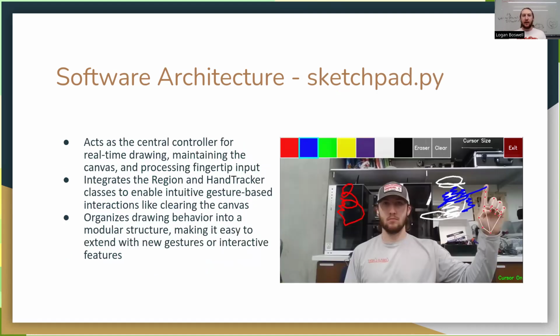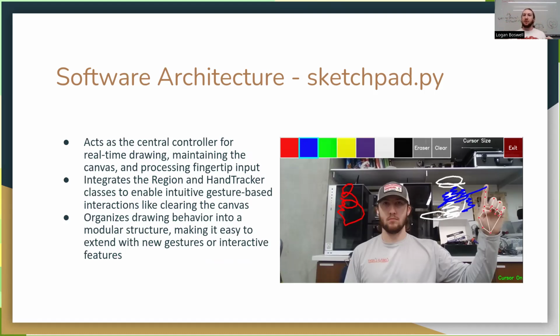And then Sketchpad is the main controller. It's the main file that you would run in order to run this application. It acts as the central controller for the real-time drawing and maintaining the canvas as well. So you basically would run this file. Its main method handles tracking the hands, and it handles updating and checking the regions. It also makes it modular as well.